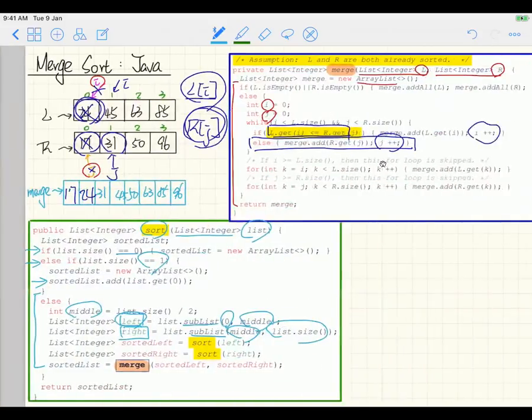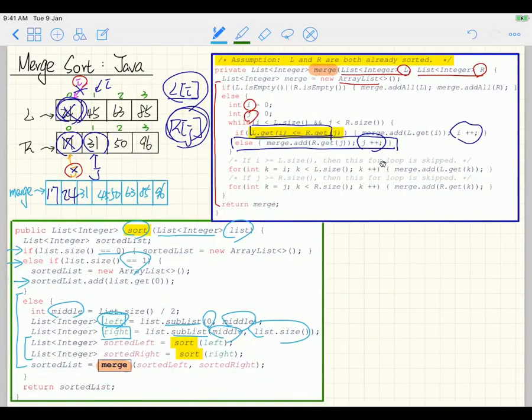And then after that, this is where the recursion happens. Sorted left is simply recursively calling sort on the left. Sorted right is simply recursively calling sort on the right. Two recursive calls. And now, once we get sorted left and sorted right, what should we do? We merge them. How do we merge them? You simply call the merge, which we just defined over here, to merge them together, after which we simply return the sorted list.